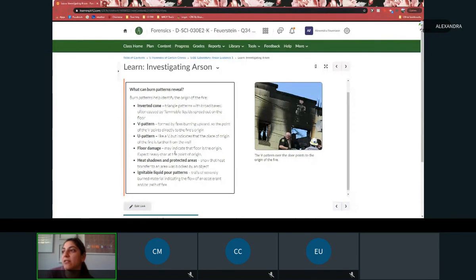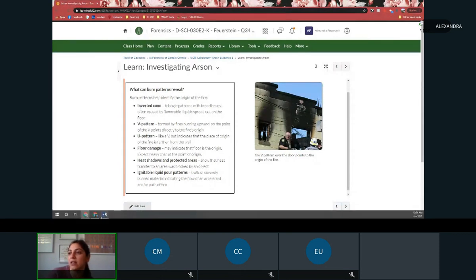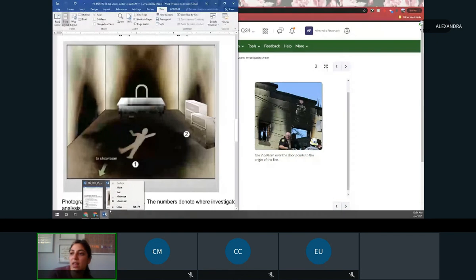Floor damage may indicate the floor is the origin; expect heavy char at the point of origin, right? So these are really great. Great. So then when we're talking about that inverted cone, triangle patterns with broad bases are often caused by flammable liquids spread out on the floor. So we're starting to see that there may be some repeated patterns that kind of fall in together. Great. Good. So then what about underneath the filing cabinet? What are some patterns that we notice under the filing cabinet?